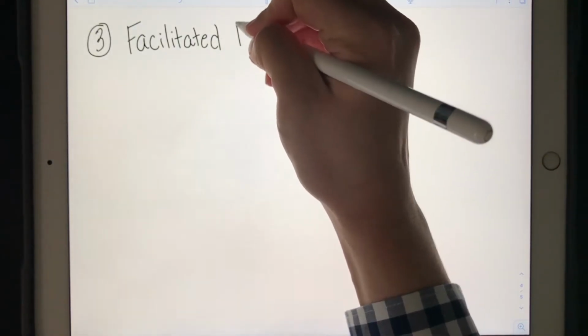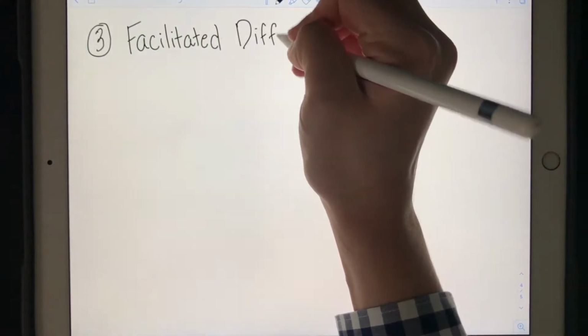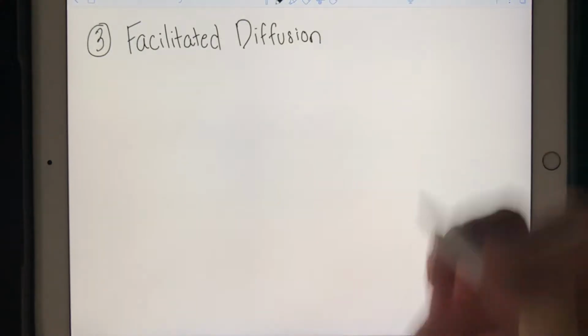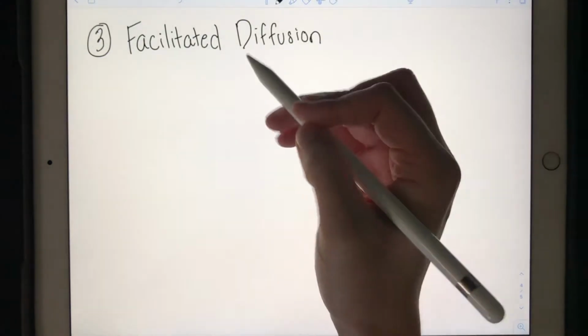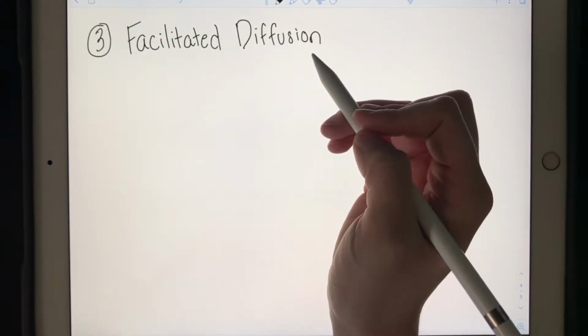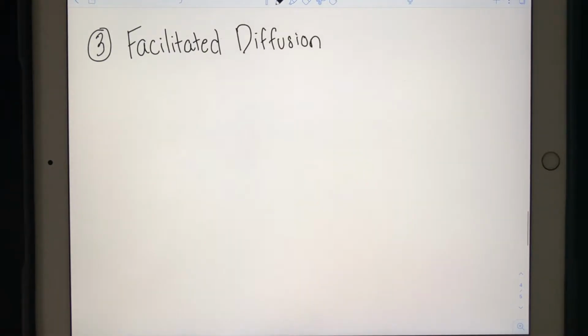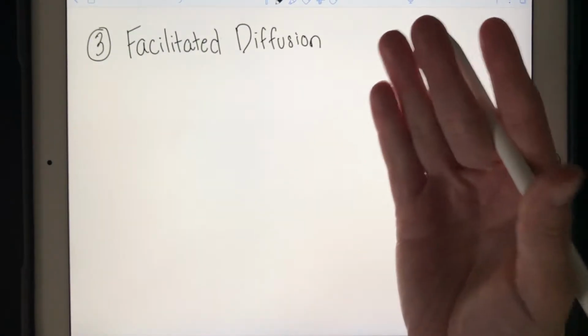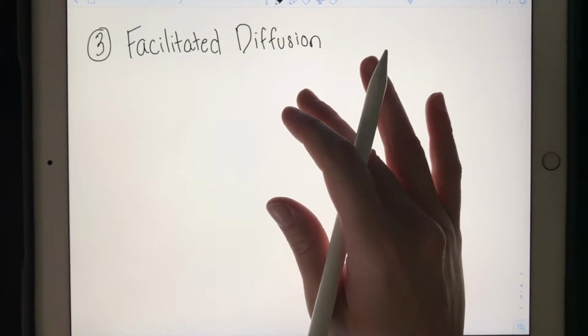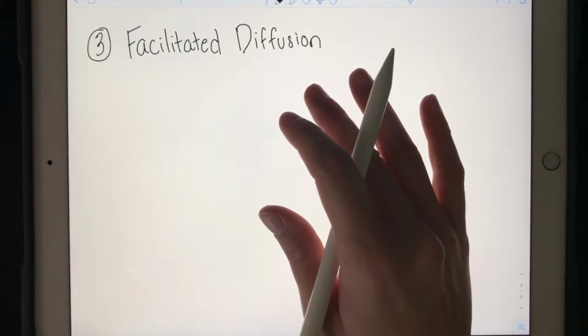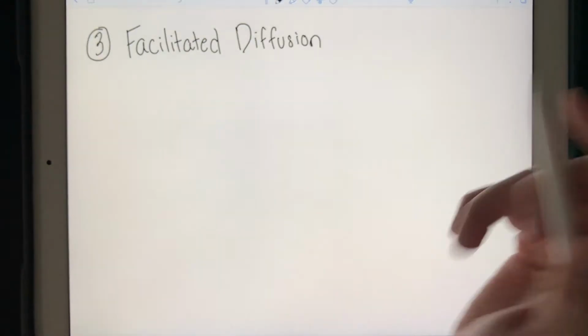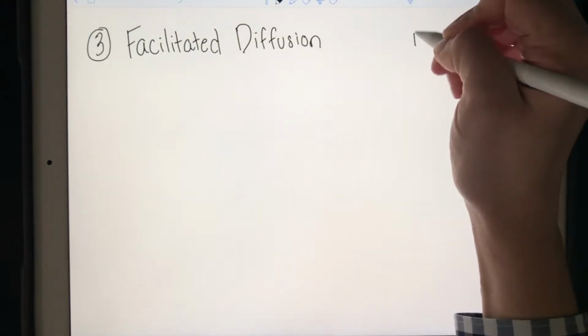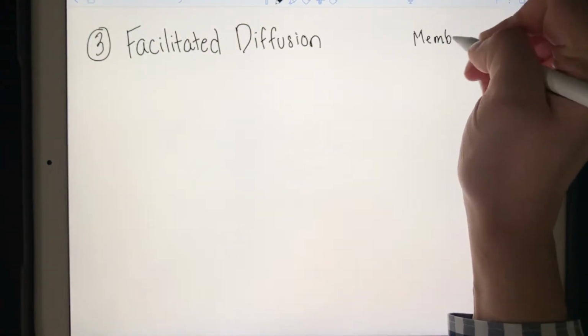The last part of passive transport is what we call facilitated diffusion. Obviously, it's still going to be diffusion, but what it means to facilitate something is to assist progress of something. What we are facilitating to diffuse across the membrane is going to be types of molecules that wouldn't normally be able to cross and diffuse over.